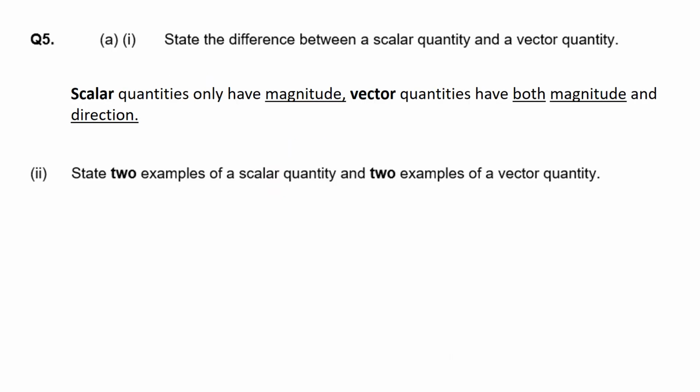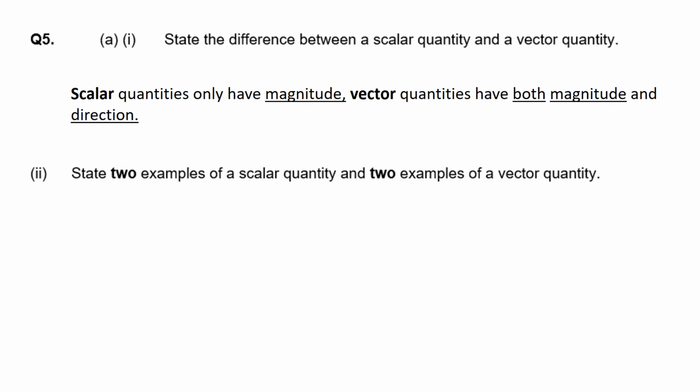This is the last question in this paper, and this is by far the easiest question in the whole of the exam. So realistically, those of you with good exam technique, you should be doing this question first, having gone through the paper and seen that this is really easy. So let's start off with this. So state the difference between a scalar and a vector quantity. So scalar quantities only have magnitude, whereas vector quantities like velocity just now have both magnitude and direction. That's the key definition that you need to know.